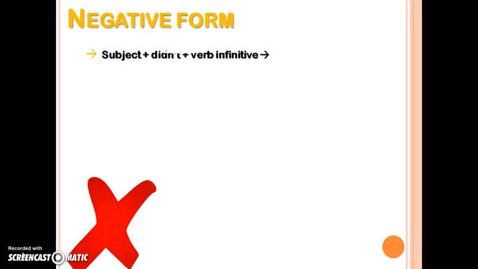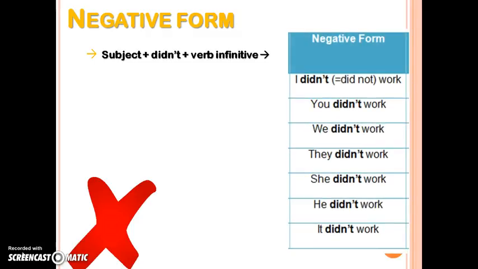Now, let's continue with the negative form. In the negative form, we use the subject, the auxiliary verb did not in this case, and the verb in infinitive. So we use I didn't, or the contraction, did not work, you didn't work, we didn't work, they didn't work, she didn't work, he didn't work, it didn't work. As I said before, she, he, and it are not special.